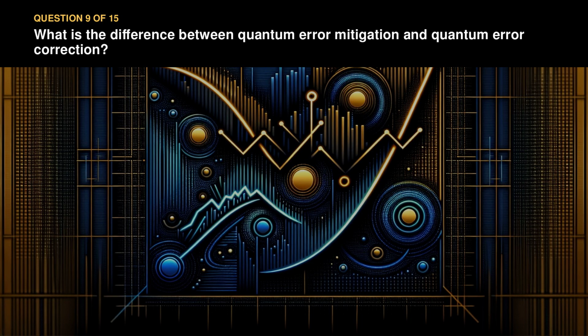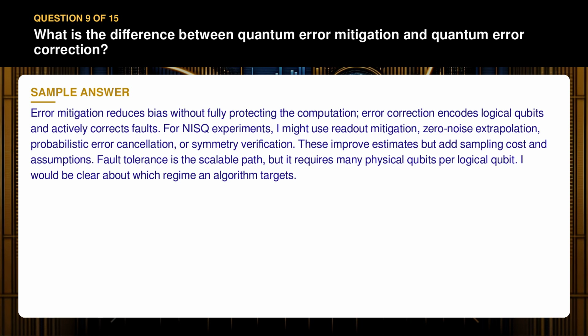Question 9. What is the difference between quantum error mitigation and quantum error correction? Error mitigation reduces bias without fully protecting the computation. Error correction encodes logical qubits and actively corrects faults. For NISQ experiments, I might use readout mitigation, zero noise extrapolation, probabilistic error cancellation, or symmetry verification. These improve estimates but add sampling cost and assumptions.